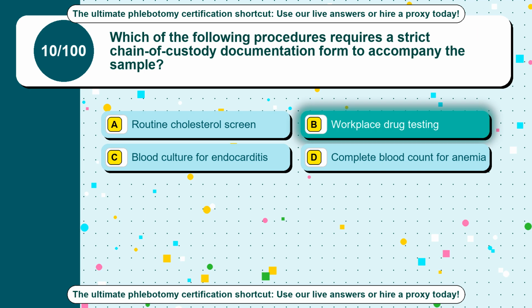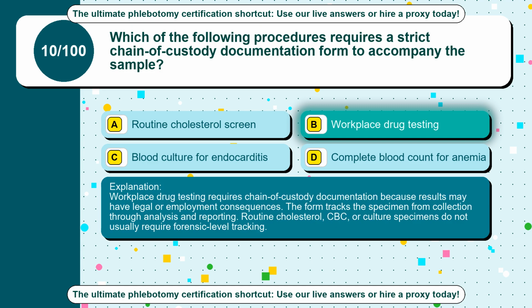The correct answer is option B, workplace drug testing. Workplace drug testing requires chain of custody documentation because results may have legal or employment consequences. The form tracks the specimen from collection through analysis and reporting. Routine cholesterol, CBC, or culture specimens do not usually require forensic level tracking.